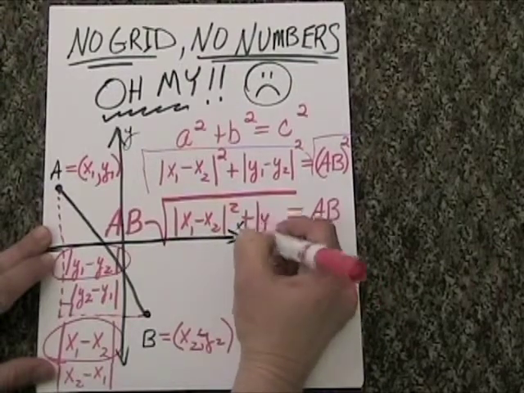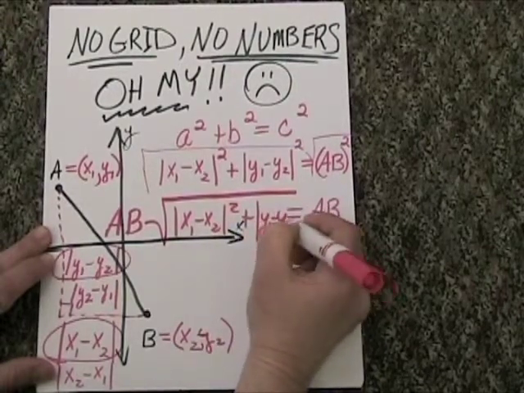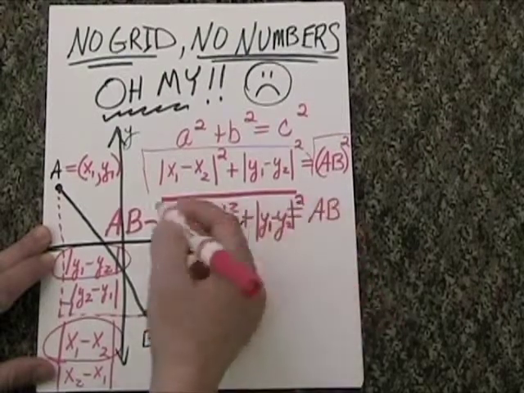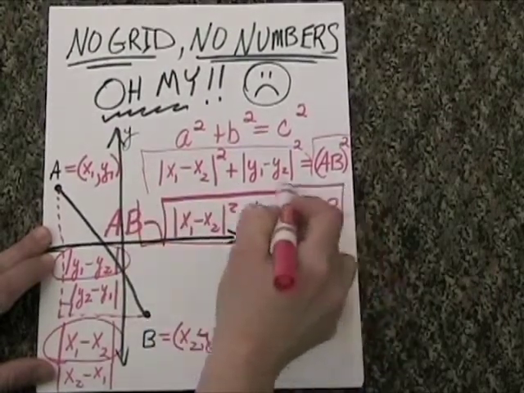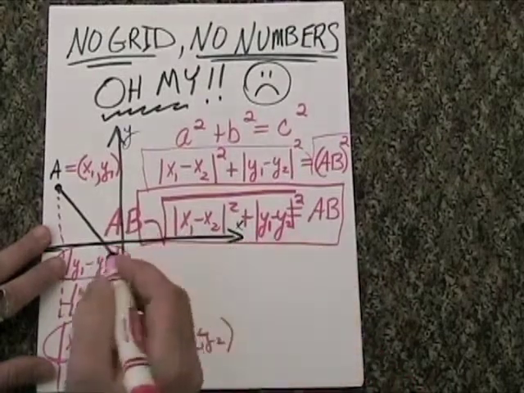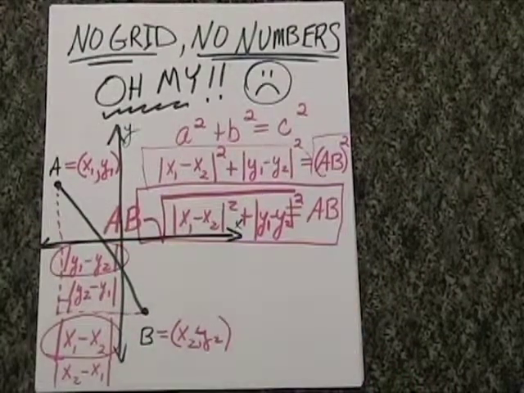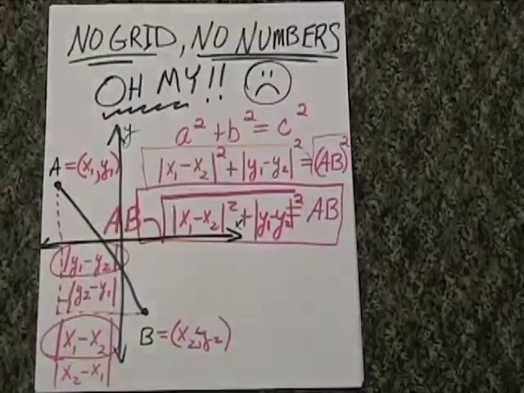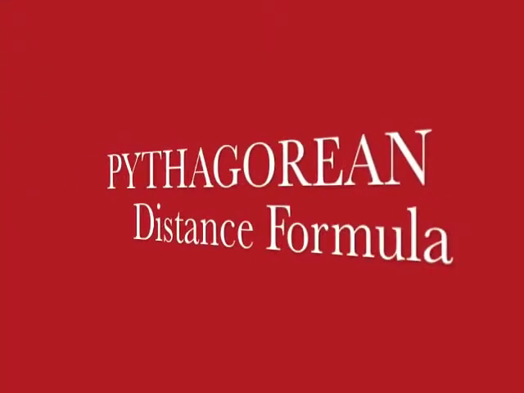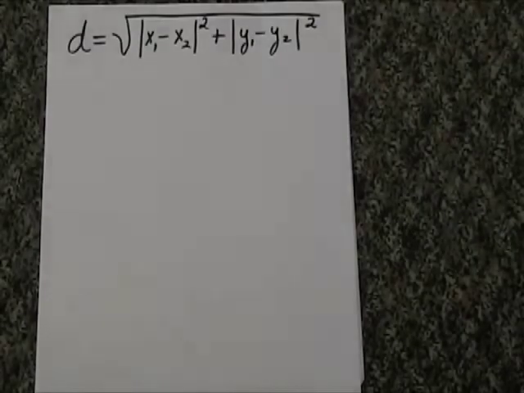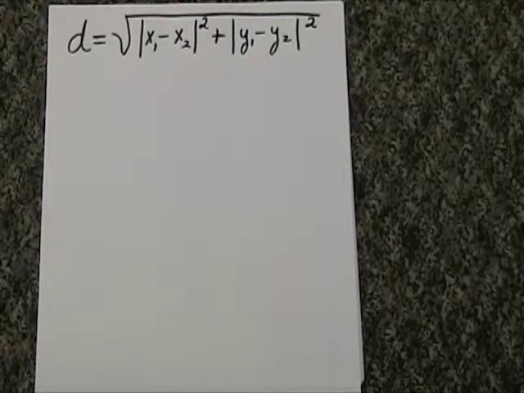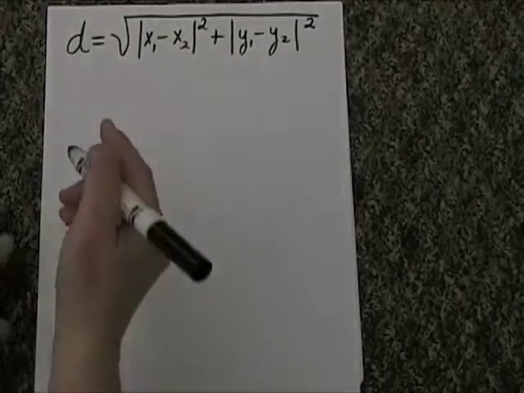And by George, by Jingo, that right there, that ugly thing, is what we call the Pythagorean distance formula in the coordinate plane. Okay? Distance is equal to the square root of all that. Woo! All right, so let's take a look at an example.